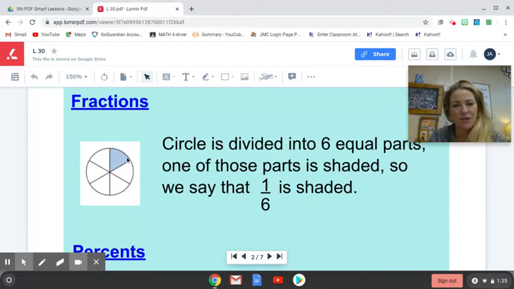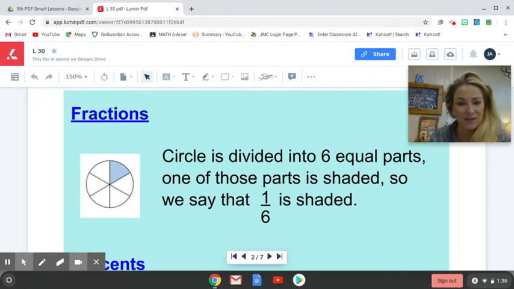Fractions. So just to review, taking a look at this picture here, this circle is divided into 6 equal parts. One of those parts is shaded. So we would say, in this case, that 1/6 is shaded. 1 out of 6 sections of the circle here is shaded.